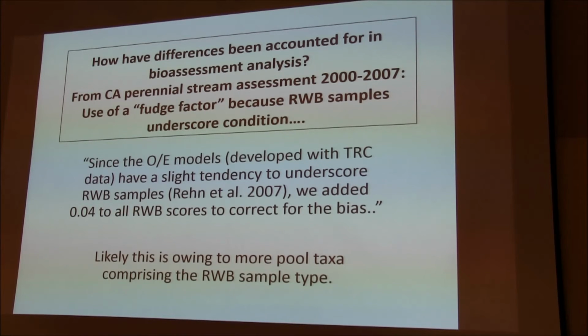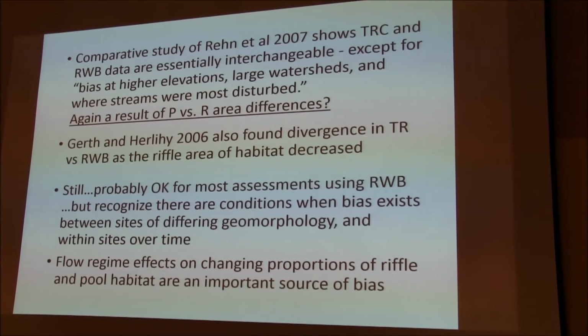So just a quote from that paper: since the O to E models developed with the target riffle composite data have a slight tendency to underscore reachwide benthos samples, we added 0.04 to all reachwide benthos scores to correct for that bias. So again, an observation from a separate study here that it looks like reachwide benthos samples can have this important component that results from the incorporation of pool taxa into those samples.